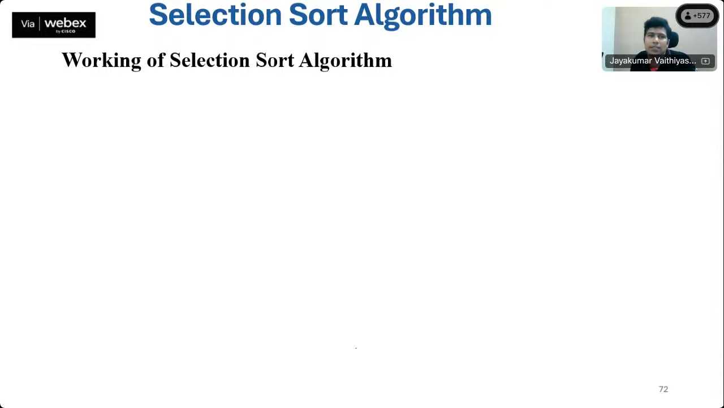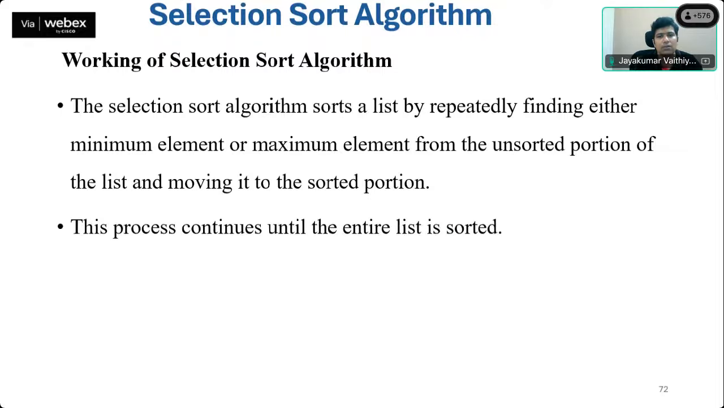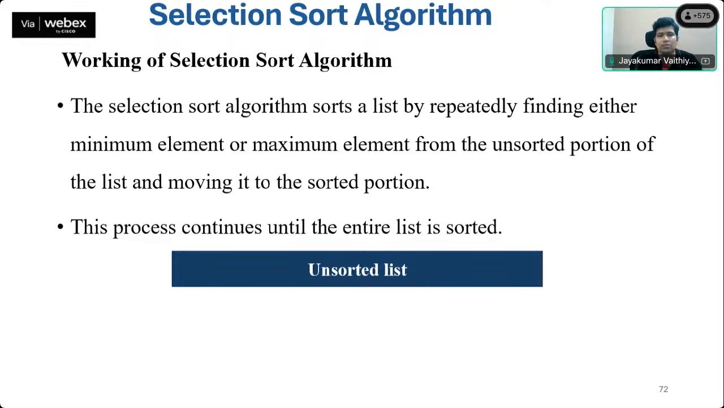We'll see the basic idea of how the selection sort algorithm works. It works in a repetitive way, finding either the minimum or maximum element from the unsorted portion of the list. Here your input is unsorted, not in ascending or descending order; it is random. Each time you repeat that process in order until the entire list is sorted.